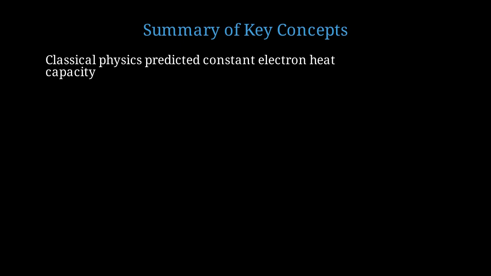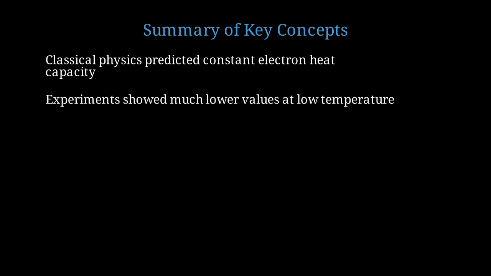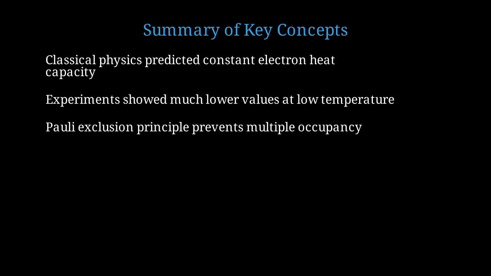Let's summarize the key concepts we've covered in this lesson. Classical physics predicted that electron heat capacity should be constant, equal to 3/2 N kB at all temperatures. But experiments showed systematically lower values, especially at low temperatures, revealing a major failure of classical theory. The solution came from the Pauli exclusion principle, which states that no two fermions can occupy the same quantum state.